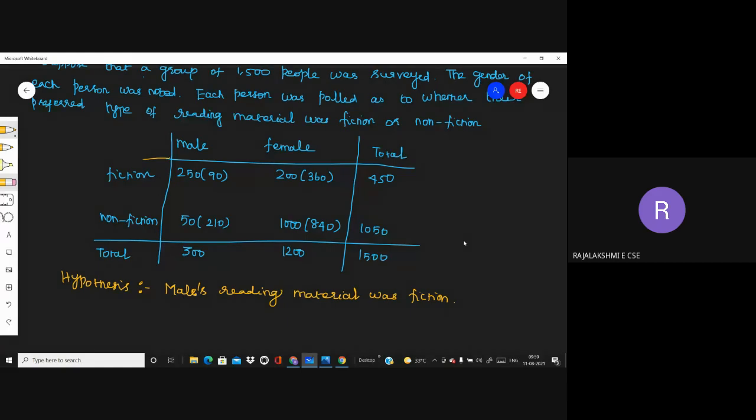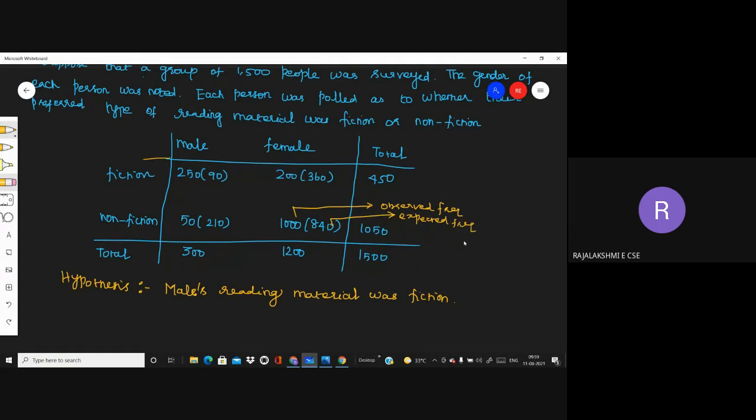See, in this particular case, the values which are outside these brackets are termed as observed frequency. Actually, ஃபீல்டுக்கு போயிட்டு நான் collect பண்ண data தான் இது. Okay, what is the value inside this bracket? It is nothing but my expected frequency. Expected frequency ஒன்னு கொடுத்துறாங்க.